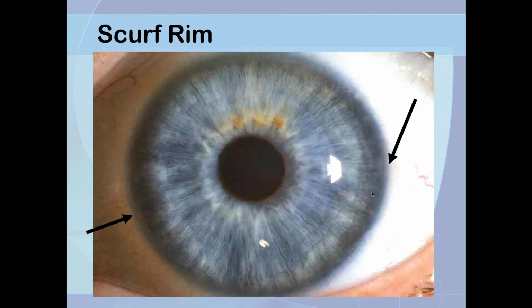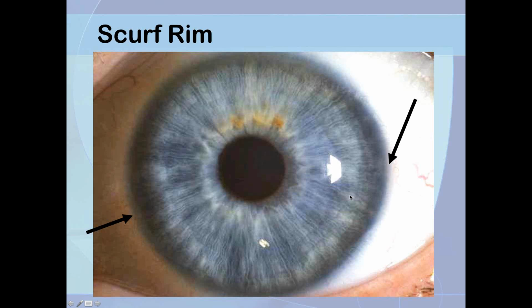The scurf rim is a dark area right at the very periphery of the iris where there's an absence of iris fiber structure. So you see how the fiber structure sort of fades at the edge, and you get this kind of dark area. The outer edge of the iris on the iris map is the skin. So this is a sign related to the skin.